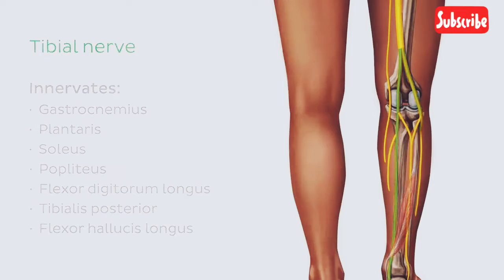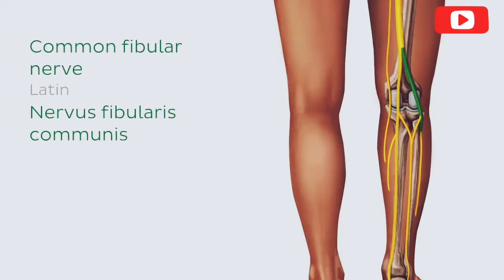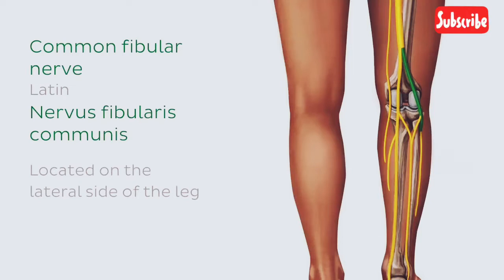In our next illustration, we can see the common fibular nerve, which is located on the lateral side of the leg. It's actually closely associated with the fibula, which is where it gets its name from.